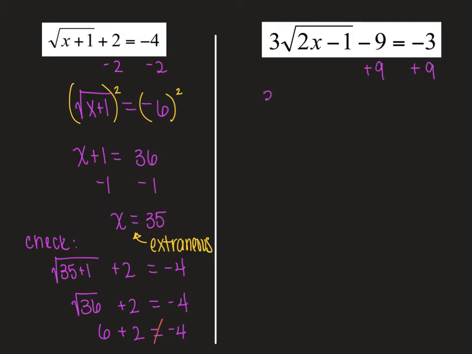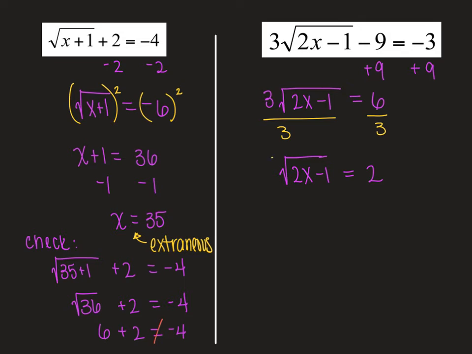When I do that, I have 3 times the square root of 2x minus 1, and that's going to equal 6. Now we need to get this radical by itself. It's multiplied by 3, so we're going to divide by 3. And I end up with the square root of 2x minus 1 equals 2. That's our first step. That took a little bit longer, but you can see now I have my radical by itself.